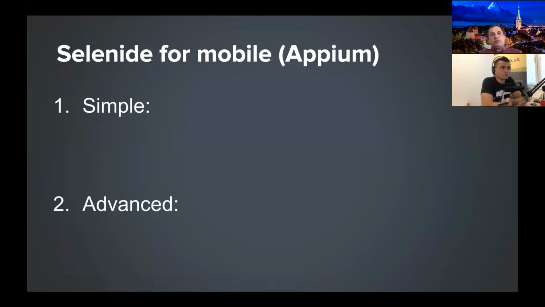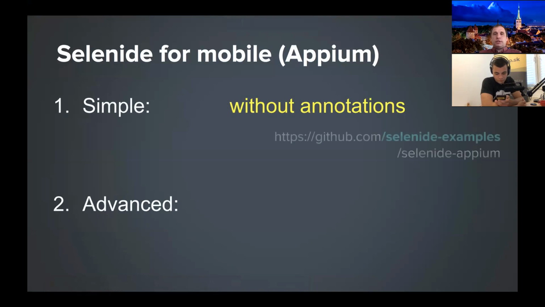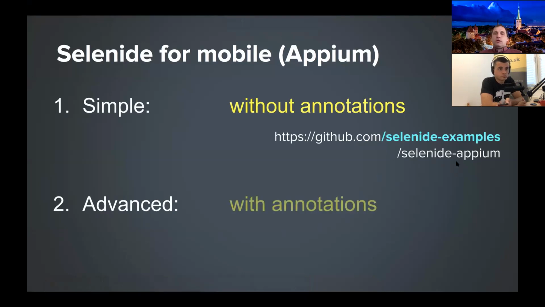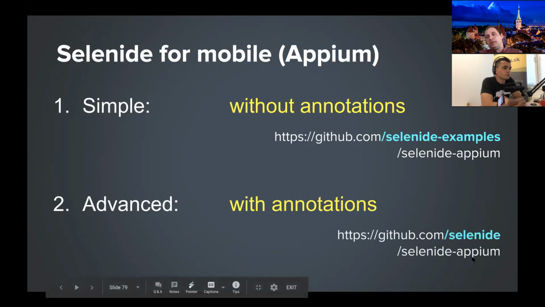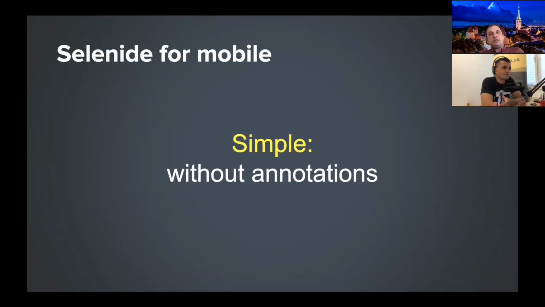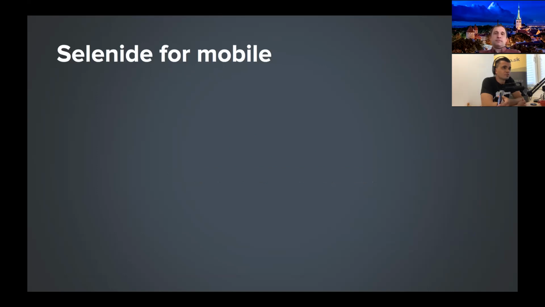We have two ways. The first one is simple, and in most cases I recommend this one, and I will show it. This is without annotations. A really working example you can find, again, at selenite-examples/selenite-appium. The more advanced or complex way is using annotations, and we have a dedicated project which integrates Selenite with Appium. Unfortunately, these two projects have the same name, so it's too easy to mix them up. The first one is the simple one, without annotations. I recommend this one. Here is how it looks.